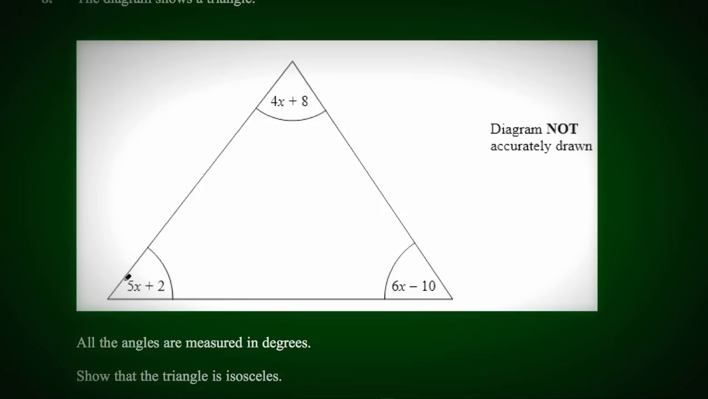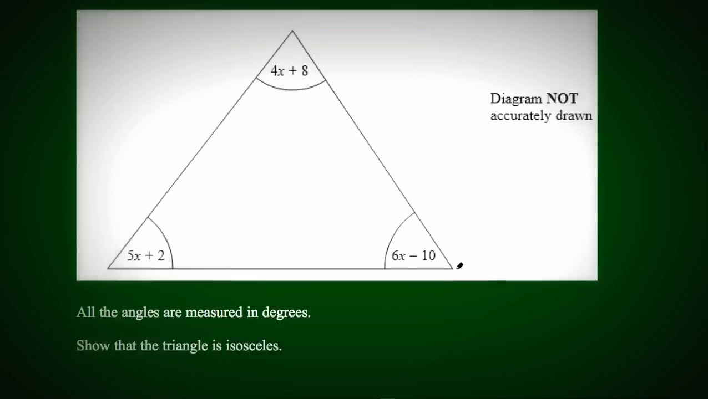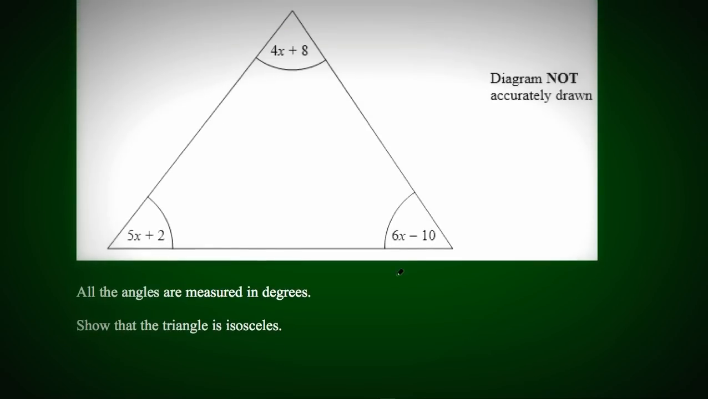At the moment, I can't tell which sides are meant to be the same, whether it's this side and this side, or that side and this side, or the 2 top sides. So I'm going to need to work out x. Now I can do that by writing an equation. So if I add all of these together, I'm going to get 180 degrees. So that's my first equation to write.